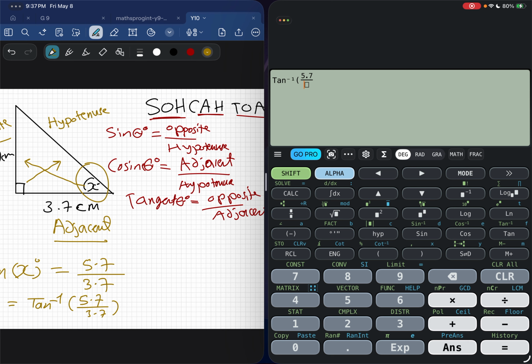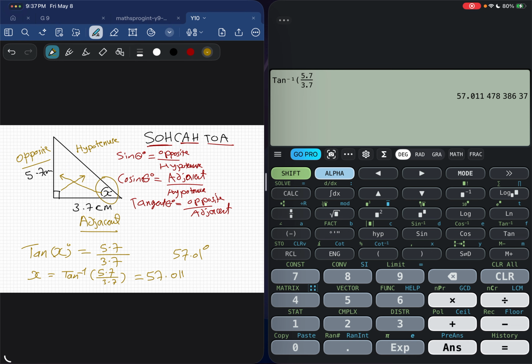5.7 as it is. Go down, 3.7, which is going to be 57.011. Round to two decimal places. It is going to be 57.01 degrees. That's the value of x. The question is done.